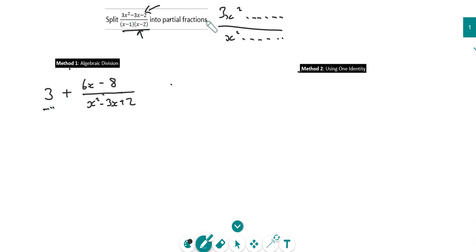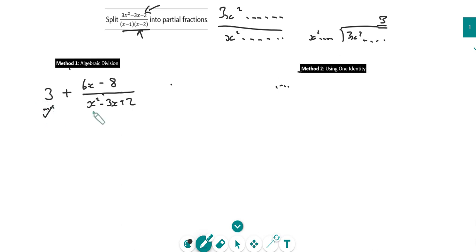Think about when you set up your bus stop. You set up 3x squared and you're dividing by x squared, something, something, and that's where the 3 is coming from. So you can actually just write the 3. You can just get the 3 straight away, and that's what we'll do with this method over here. So what do you do in this situation? Well, the 3 is just 3. It's not being divided by anything.